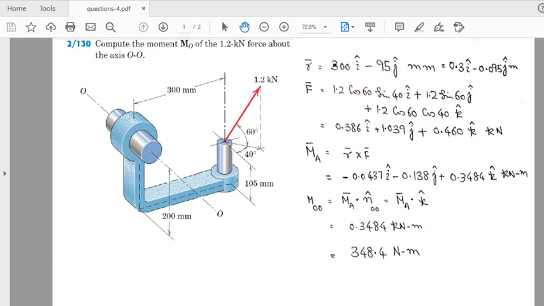So the moment about line OO is going to be MA, which is the moment about point A on this line, dot the unit vector in the direction of the line OO. Since this is parallel to the z-axis, the unit vector along this is going to be k. So we just take the dot product with k, and we get i dot k is 0, j dot k is 0. So we only get contribution from the z component of the moment, which is 0.3484 kilonewton meter. So we can write this as 348.4 newton meter.